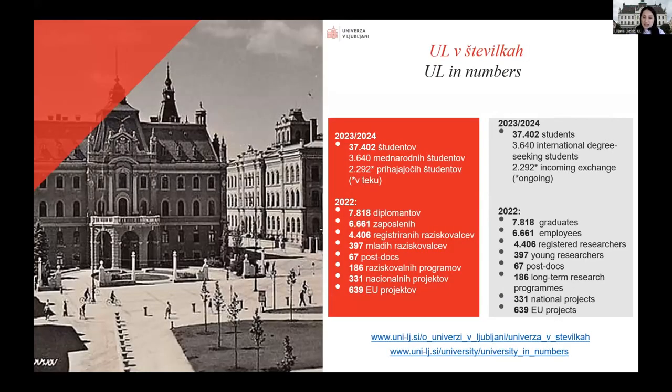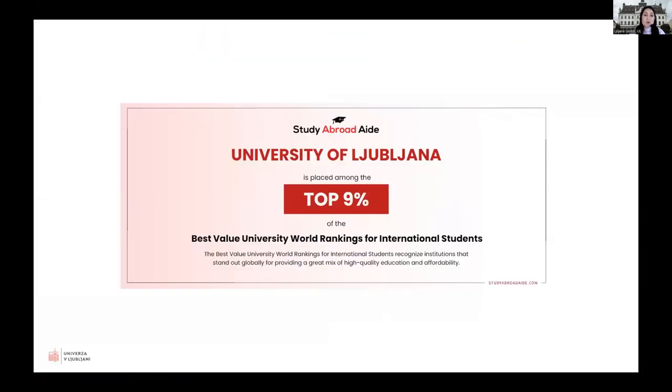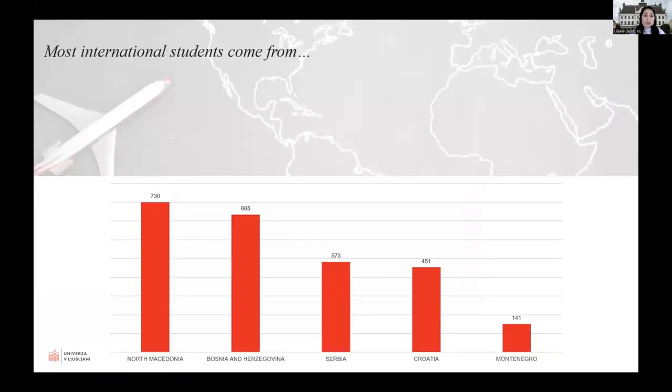Each year, around 40,000 students increase and develop their knowledge and skills at our institution, including 9% of international students from more than 100 countries. We are also very proud to have been ranked among the top 9% of the world's universities in the category of ratio between offered high-quality education and affordability to international students. Around 3/4 of all international students come from the Western Balkan region, mainly, as you can see, from North Macedonia, Bosnia and Herzegovina, Serbia, Croatia, and Montenegro.